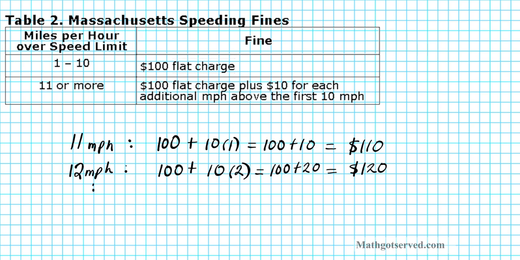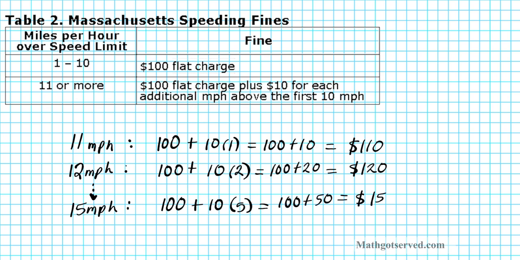All right, now let's jump to 15 because we're going to graph multiples of 5, right? So let's jump to 15 miles per hour. How much is the fine going to be? 100, the flat charge plus $10 times the number of miles 15 is above 10, which is 5. Work this out using order of operations. We have 100 plus 50. 150 is the fine. Okay, so hopefully you can see a pattern here.